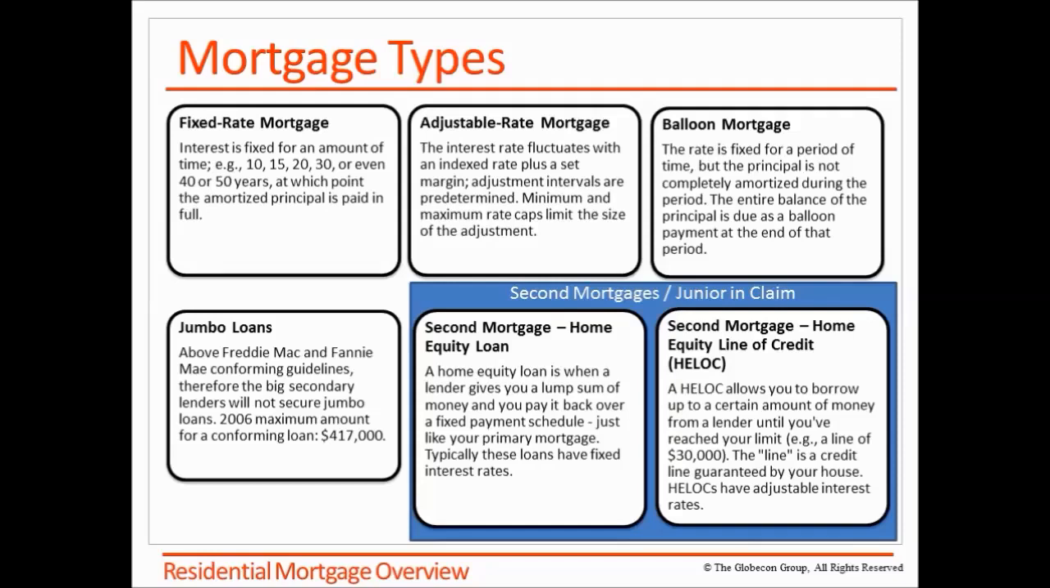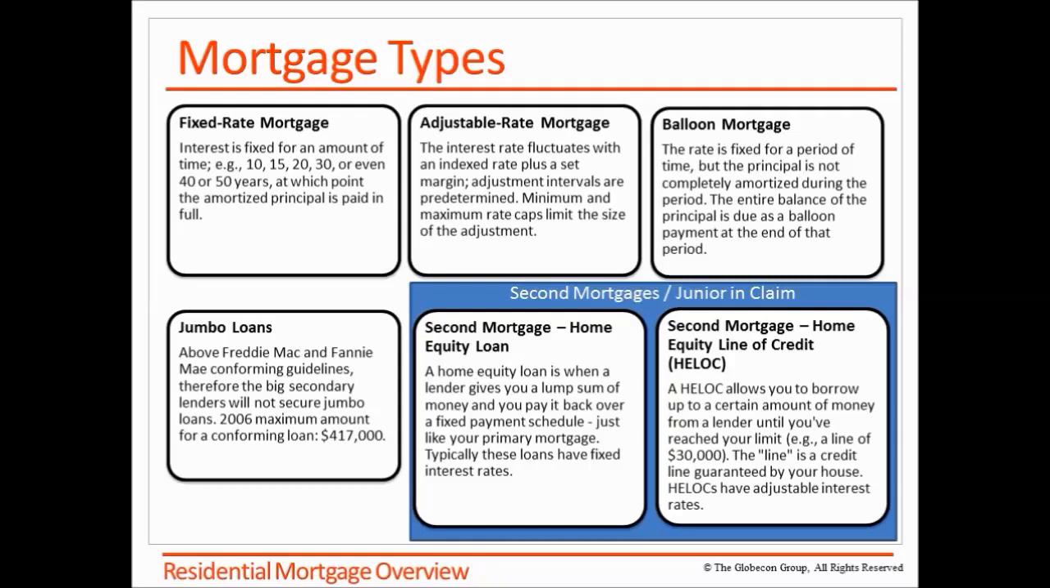We also have a second mortgage or a home equity loan. A home equity loan is when a lender gives you a lump sum of money and you pay it back over a fixed payment schedule, just like your primary mortgage. These are for a second mortgage to really pull equity out of your house, either to improve your home or to purchase other things. And very similar to a home equity loan is a home equity line of credit.